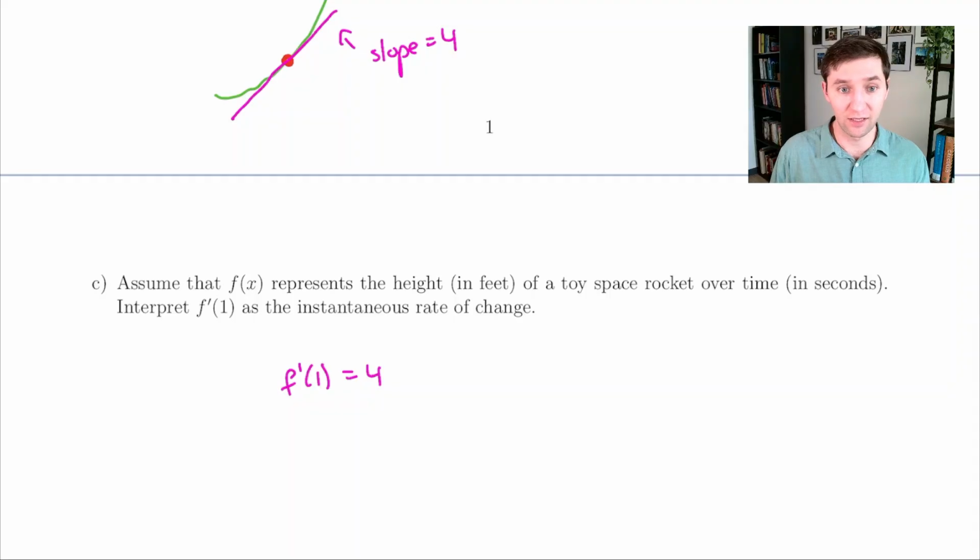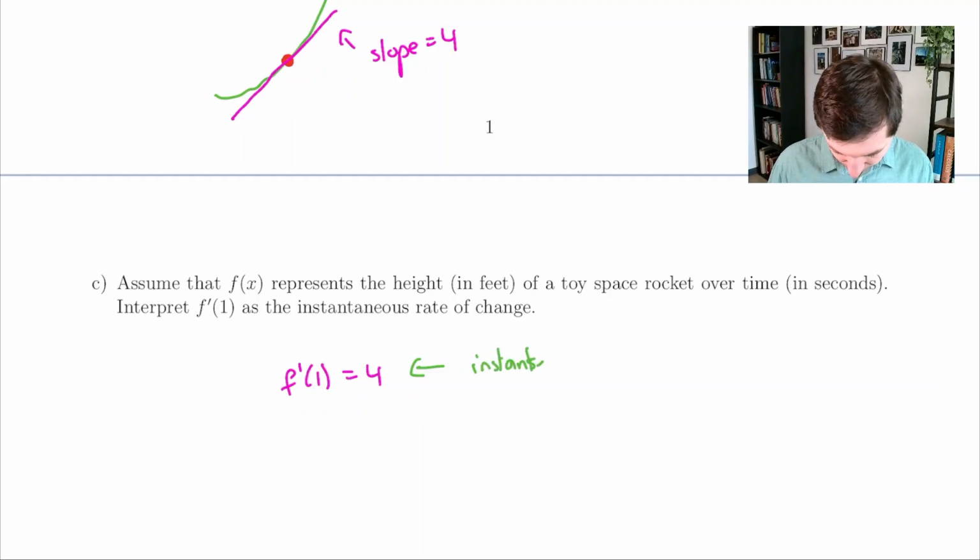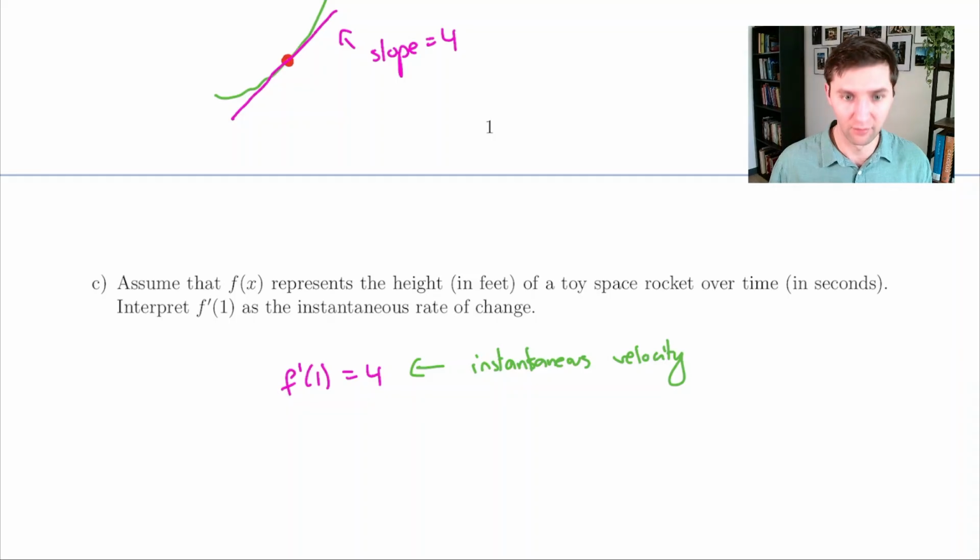Because f of x is the position function, the instantaneous rate of change of the position function has a different name. It's called instantaneous velocity. This means that the rocket was going up with the instantaneous velocity of 4 feet per second. And it was going up with that instantaneous velocity at the first second, exactly the moment of the first second.